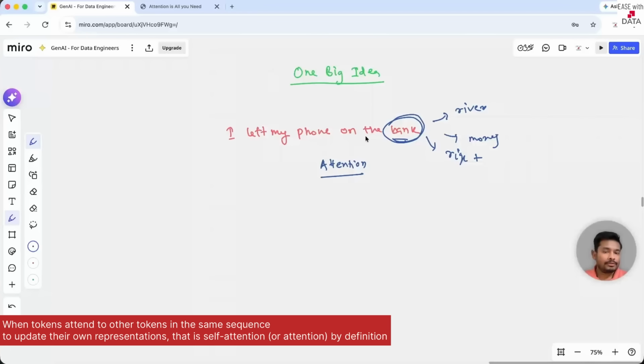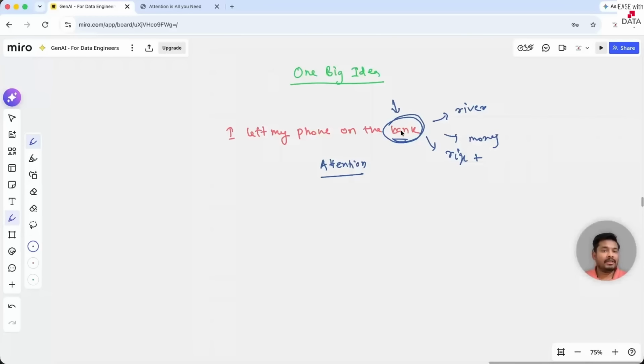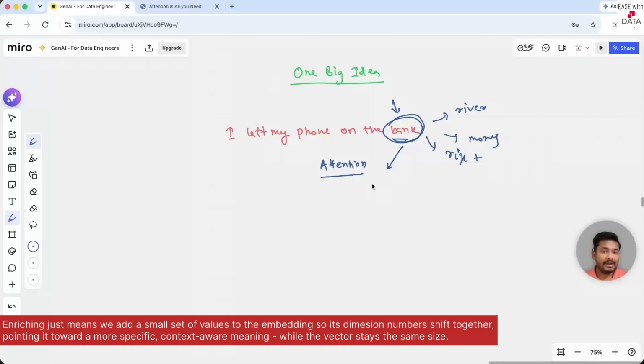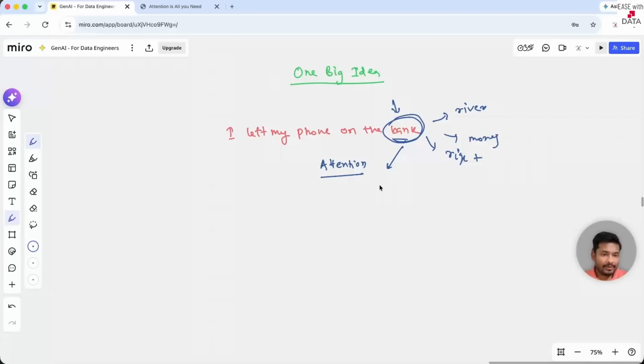You look at all of the words, or rather tokens, to enrich the meaning of a particular token or word. Right now, this bank represents river bank. We have embeddings created from tokens. Before we feed those embeddings into transformers, those embeddings have a generic value, for example 0.2, 0.9, or say minus 1.2, with 768 dimensions, because we are talking about GPT-2. So this embedding would be generic, representing only a bank, not a river bank or a money bank.